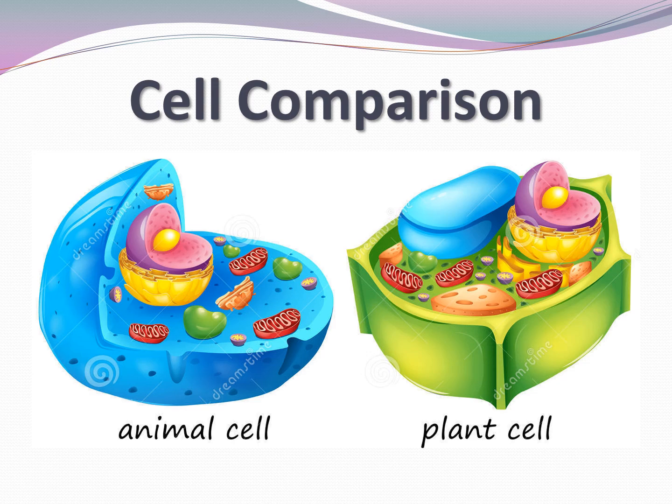Animal cells and plant cells are both types of eukaryotic cells. Plant cells have the same parts as an animal cell, but they also have one large vacuole, a cell wall, and green chloroplasts.